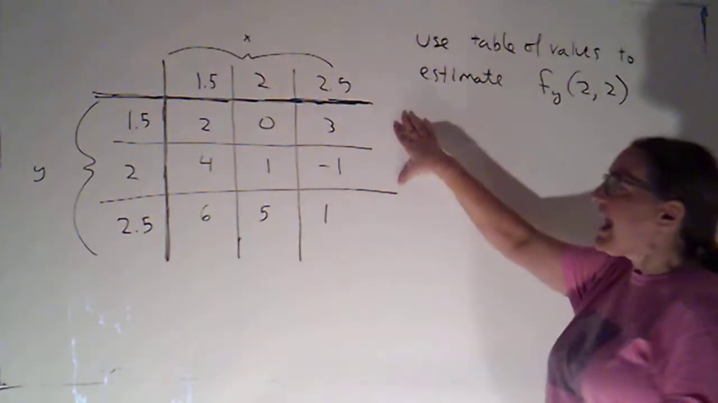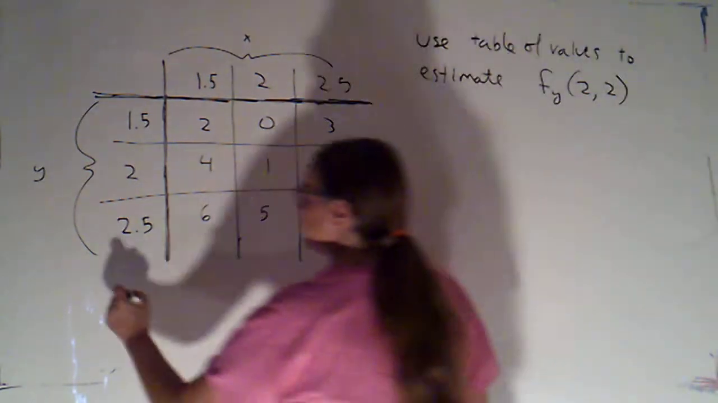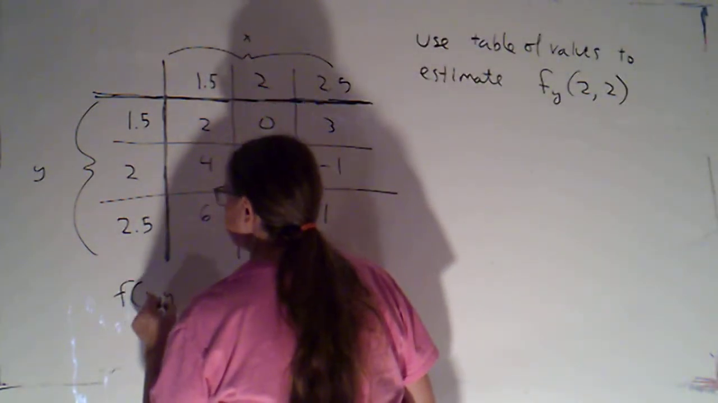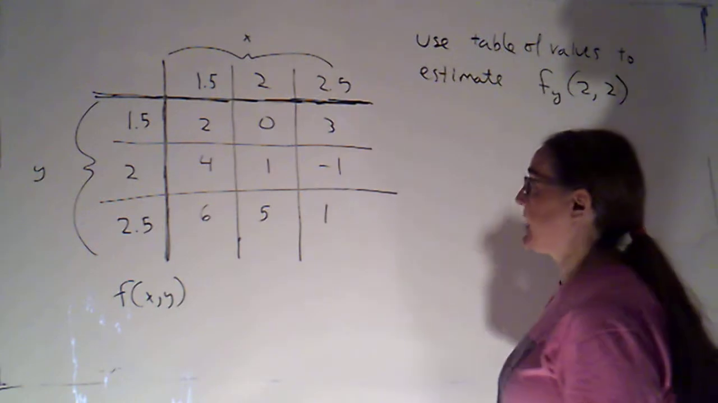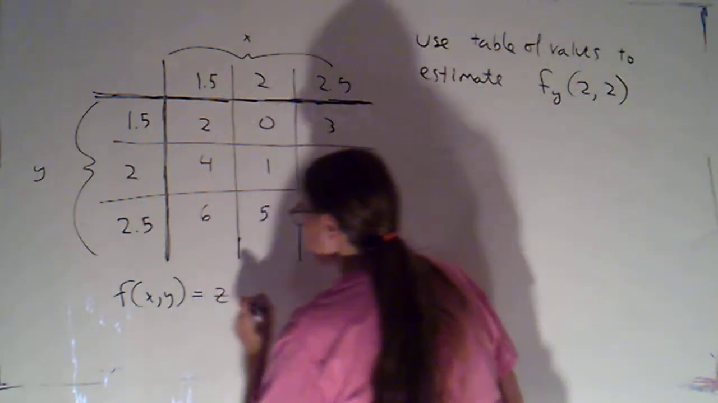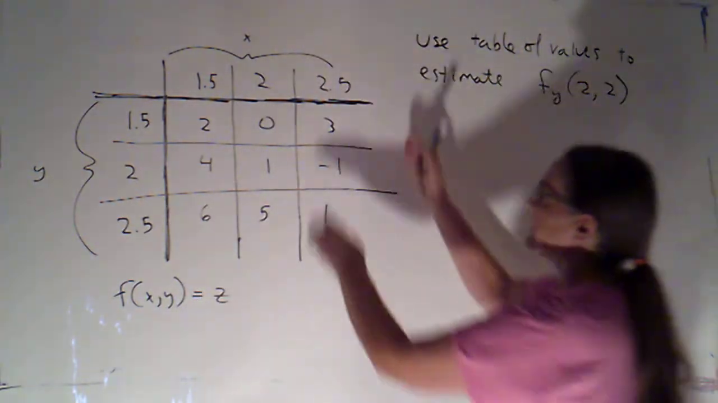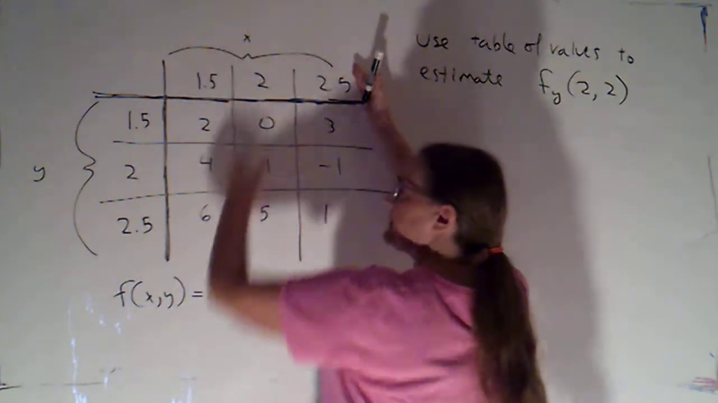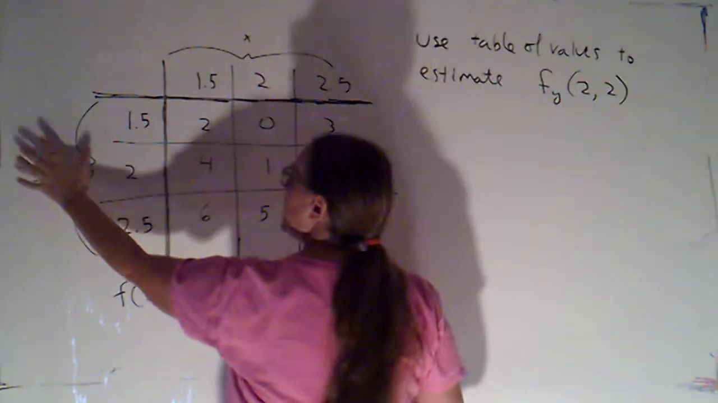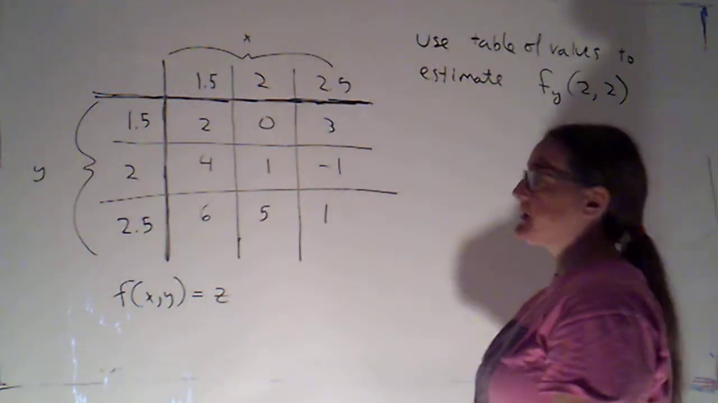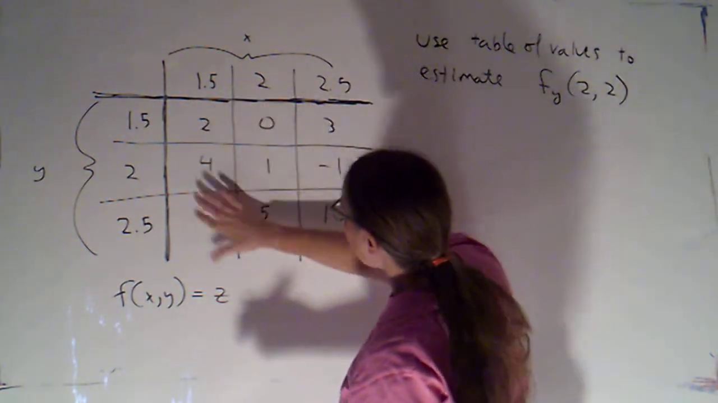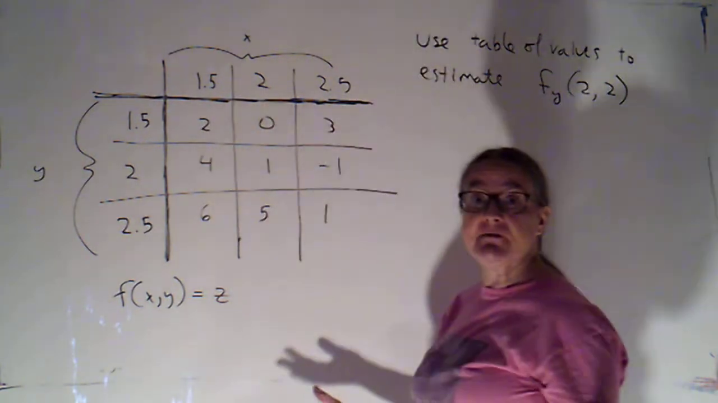I've got a table of values on the board here, and this is meant to be a table of values for some function of x and y. Okay, so if we said f of x, y was equal to z, here's how it works. These columns correspond to x values, the rows correspond to y values. So then the numbers that I have in here would be the z values.